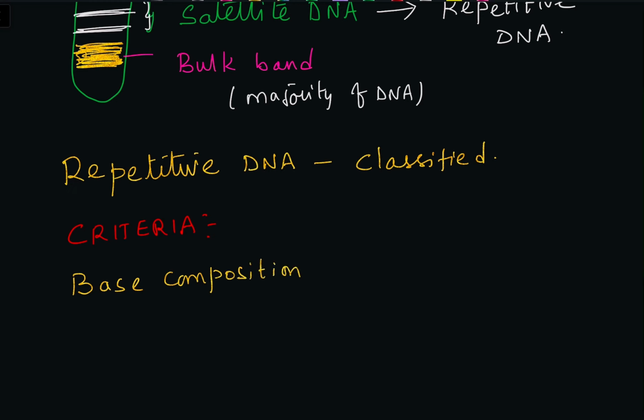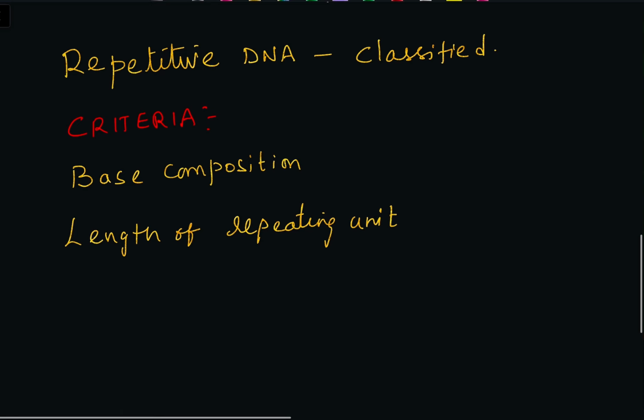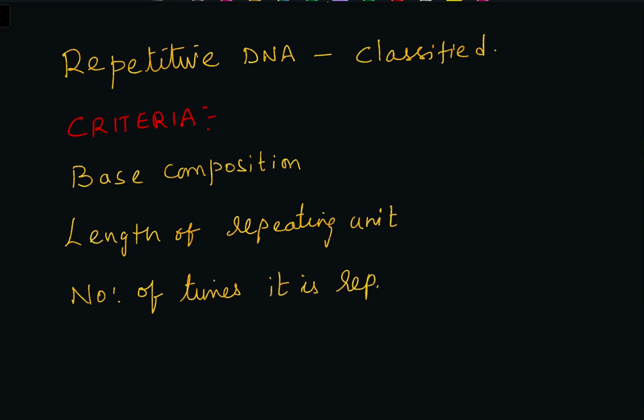Number 2, length of the repeat. Length of the repeating unit, whether it is 10 base pairs or 10-20 base pairs or whatever it is. Third one is the number of times it is repeated. So this is the criteria based on which the repetitive DNA has been classified.